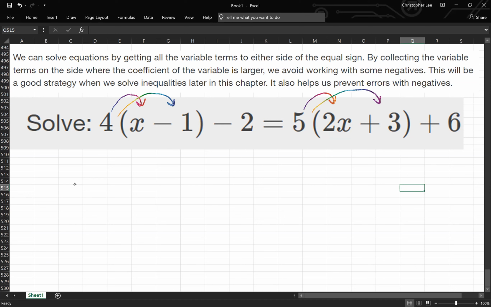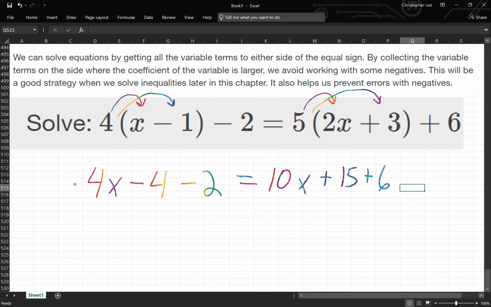Now what's going to happen? 4 times x is 4x, minus 4 times 1 is 4, minus 2 is equal to 5 times 2x is 10x, 5 times 3 is plus 15, plus 6. Let's combine like terms just to make our life a little bit easier. So this is going to become 4x minus 6 is equal to 10x plus 21.